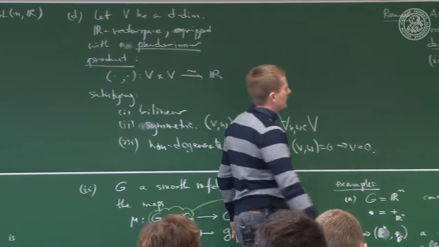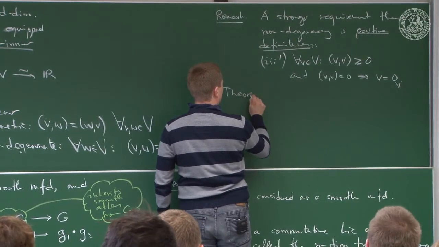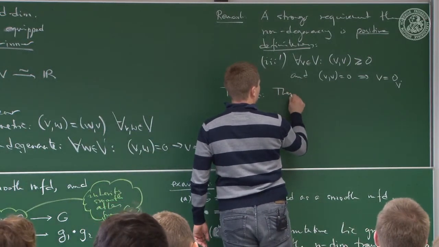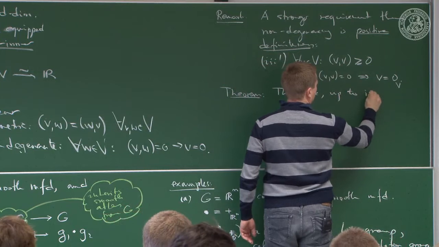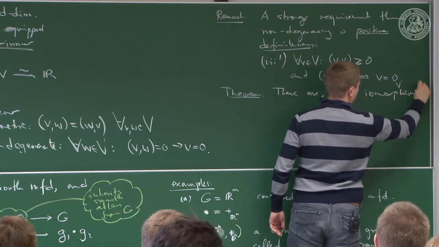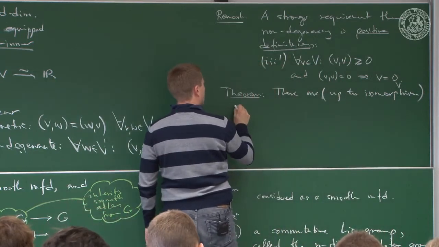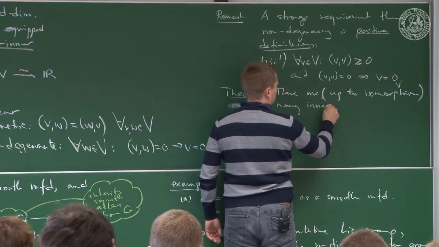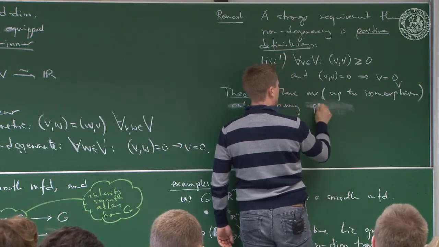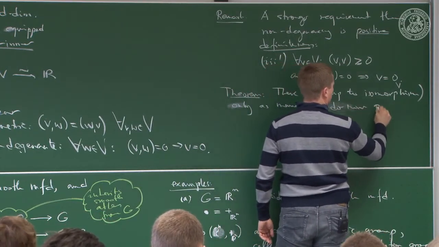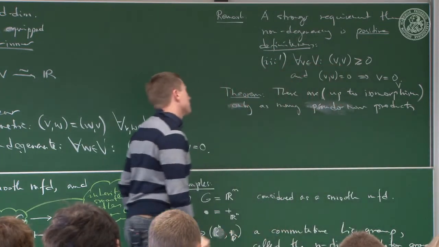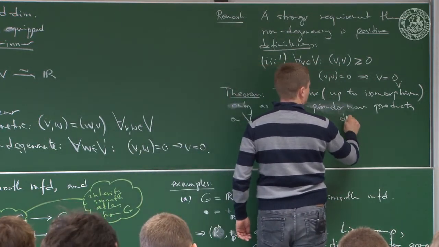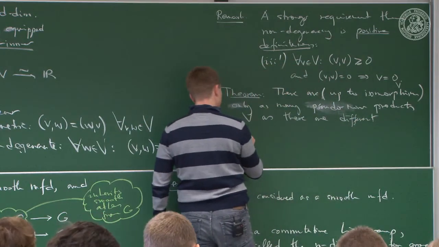And then there's a theorem. There are, up to isomorphism, only as many inner products, well, pseudo-inner products, on V as there are different signatures.